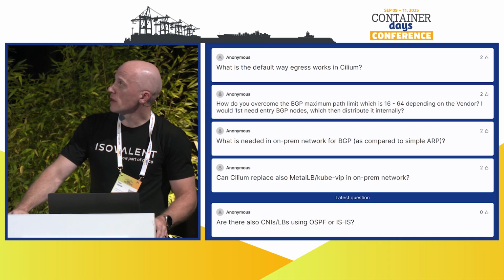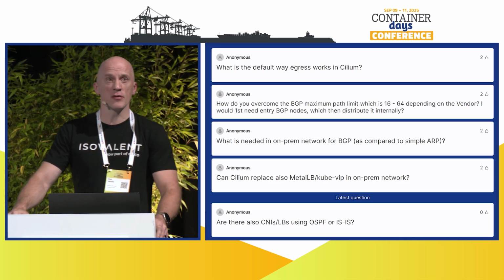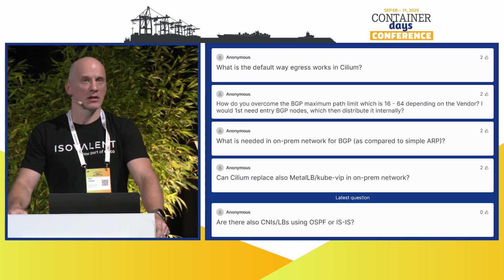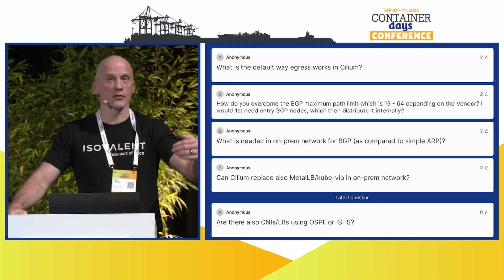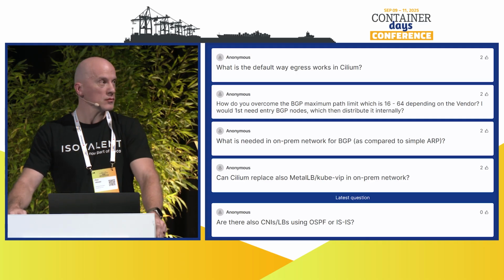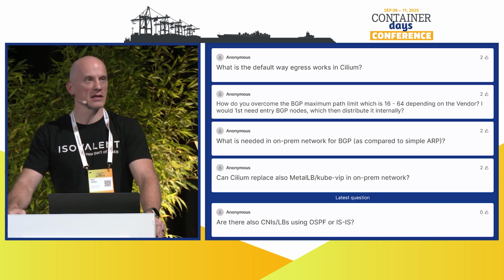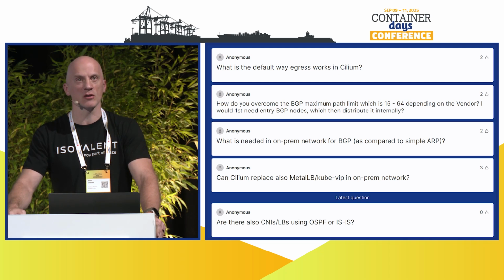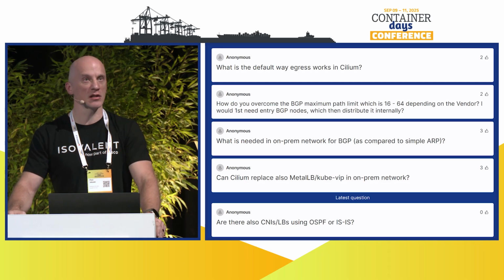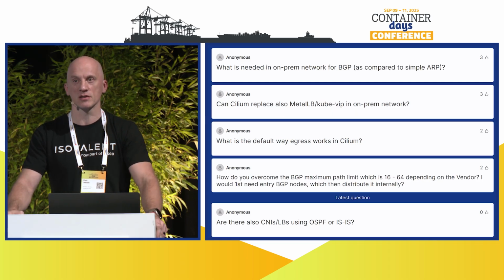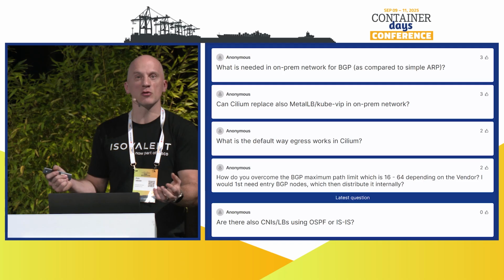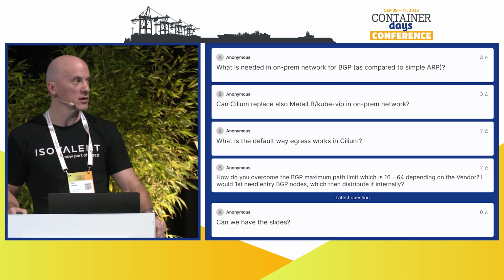What is the default way egress works in Cilium? If we don't use egress gateway, the default egress is through the main interface of the worker. So it depends on how we configure egress. If we configure masquerade, the traffic will be translated. If no masquerade, the traffic won't be translated. But of course, egress gateway is an optional component.